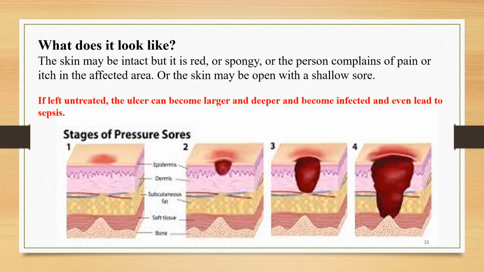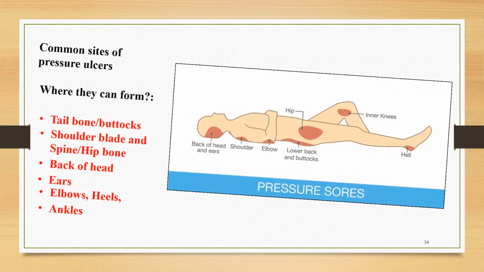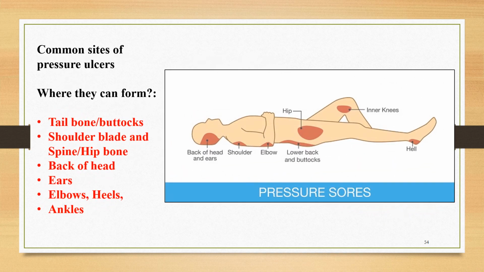What does it look like? The skin may be intact, but it is red or spongy, or the person complains of pain or itch in the affected area, or the skin may be open with a shallow sore. If left untreated, the ulcer can become larger and deeper and become infected and even lead to sepsis. Common sites of pressure ulcers. Where can they form? On the tailbone or buttocks, shoulder blade and spine and hip bone, the back of the head, ears, elbows, heels, and ankles.